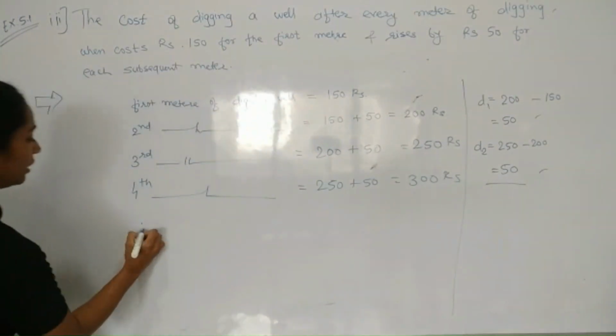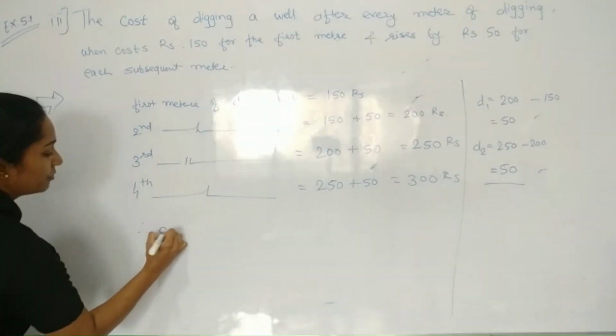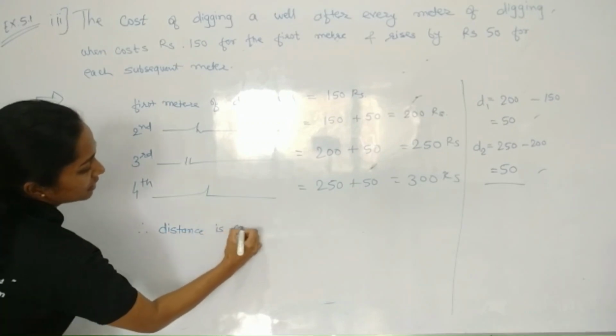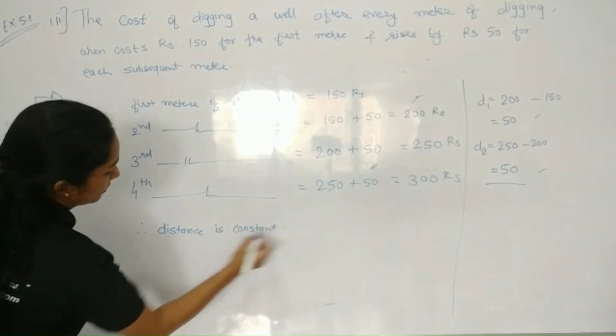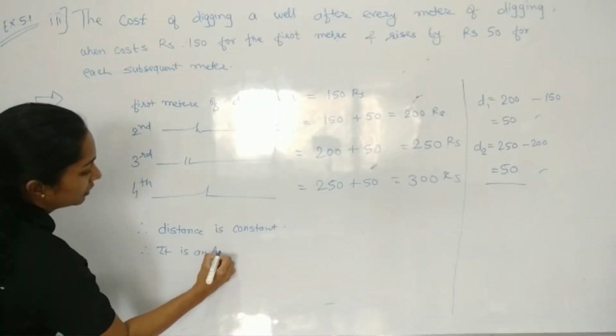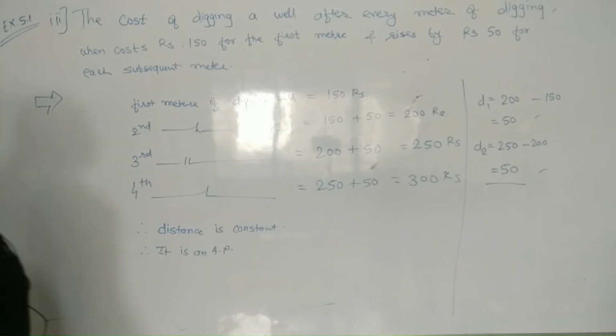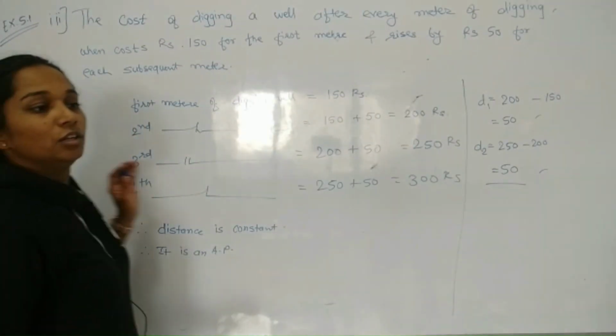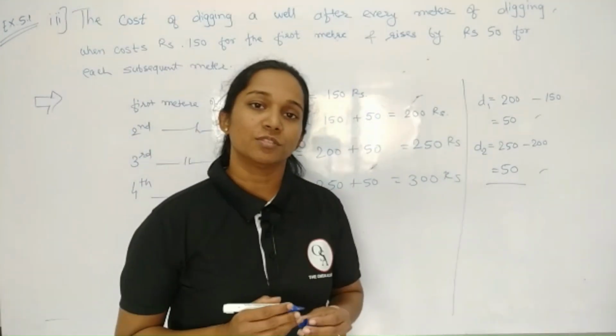So how can we write it down? Hence, the distance is constant and it is an AP. Okay, so this is how we got our third example, and we are going to move towards the fourth example.